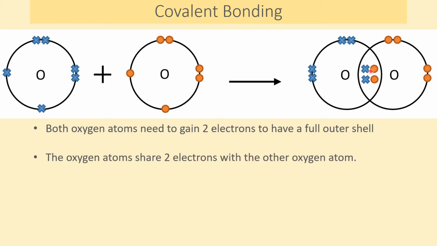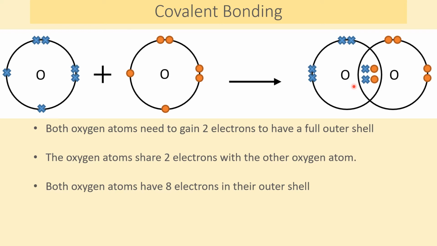Our 2 crosses being shared here, our 2 dots being shared here. Now both oxygen atoms have 8 electrons in their outer shell. We can count them up: 1, 2, 3, 4, 5, 6, and then 7, 8 from the other oxygen atom, and 1, 2, 3, 4, 5, 6, 7, 8 that we're sharing from this atom. Now there are 2 covalent bonds here because we've got 2 pairs of shared electrons. We've got 1 and 2, so we have 2 pairs of shared electrons.